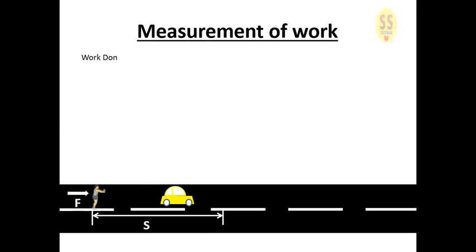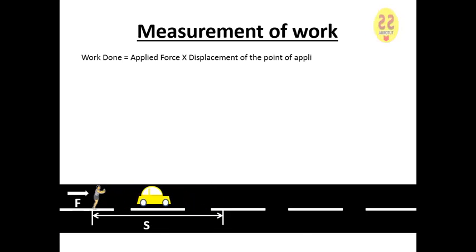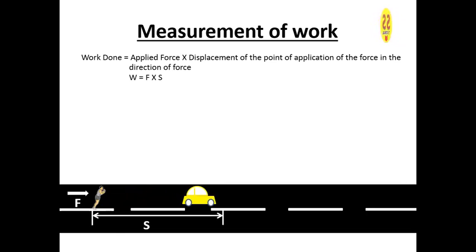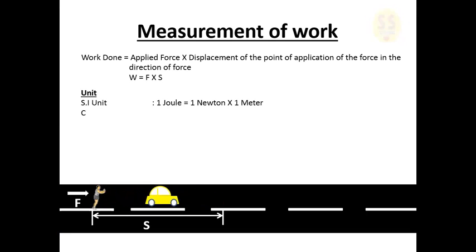So the work done is equal to the applied force times the displacement of the point of application of the force in the direction of force. So W is equal to F into S. Unit of work: its SI unit is Joule and its CGS unit is Erg.